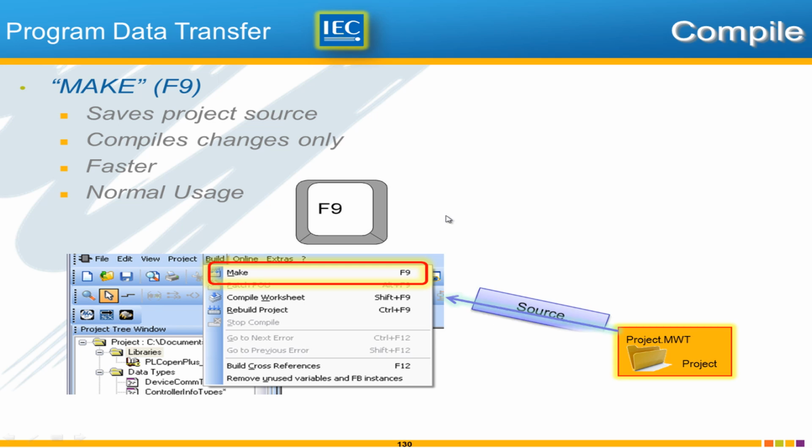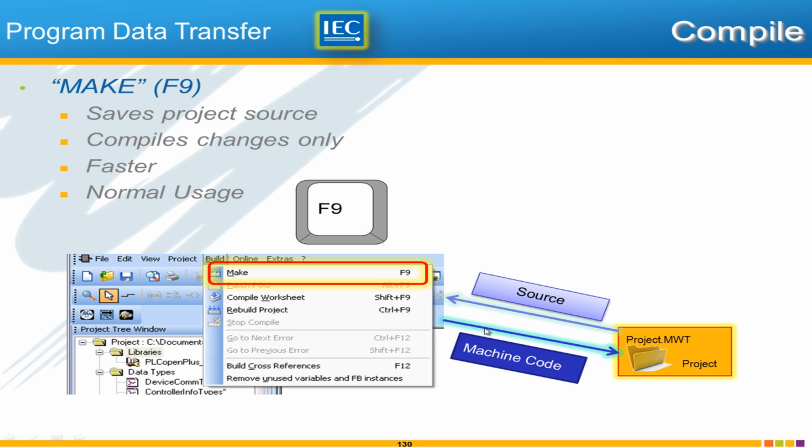You hit F9, and it's taking the source that it just saved, that's your project source, pulls it into the software, and then creates what's called machine code. This machine code will be able to be used by the PLC.